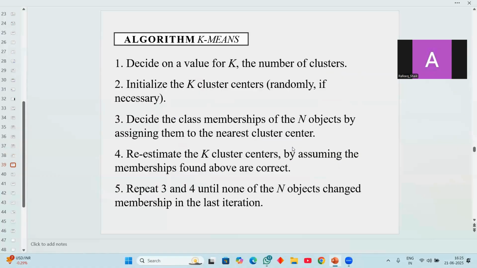So the objects are divided and come into the same cluster, right, in the group. The k-means algorithm decides on the value of k, the number of clusters, and initializes k clusters randomly. So we can see that the steps were repeated and repeated like that. I will do a video on k-means clustering in a detailed way.